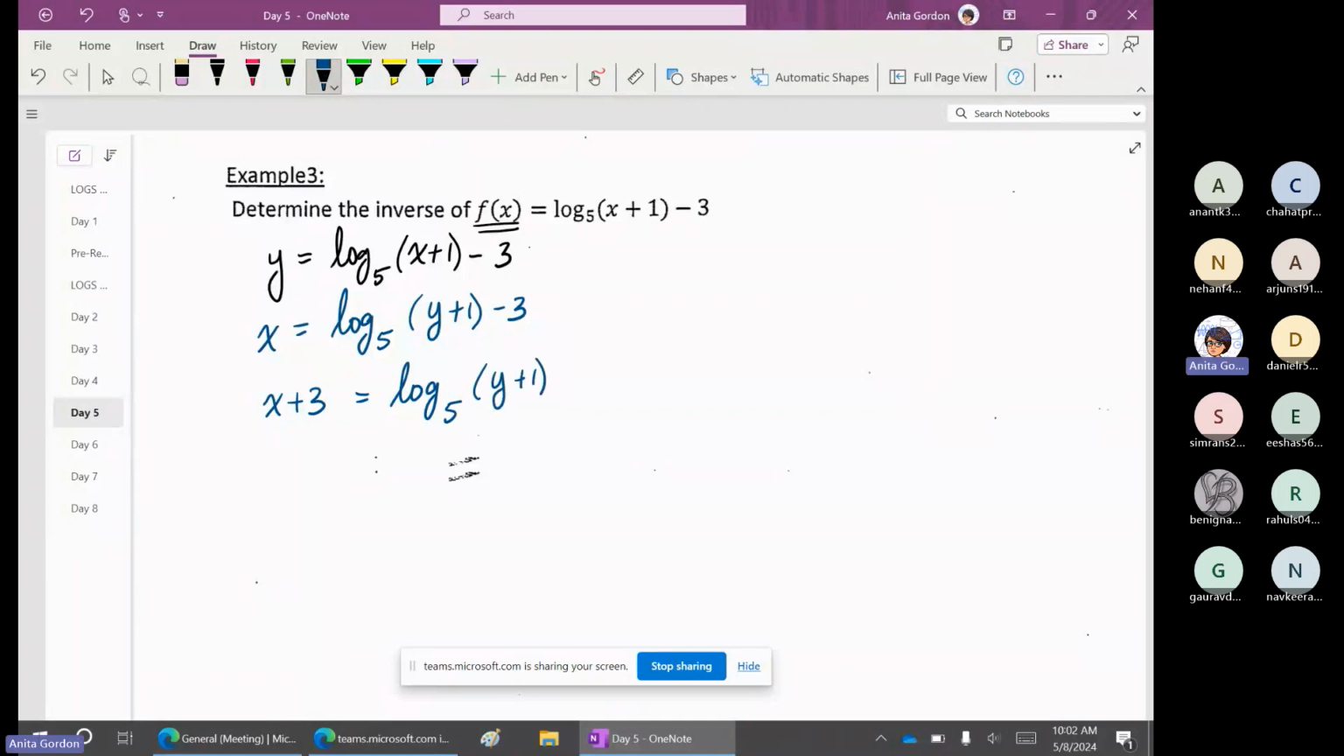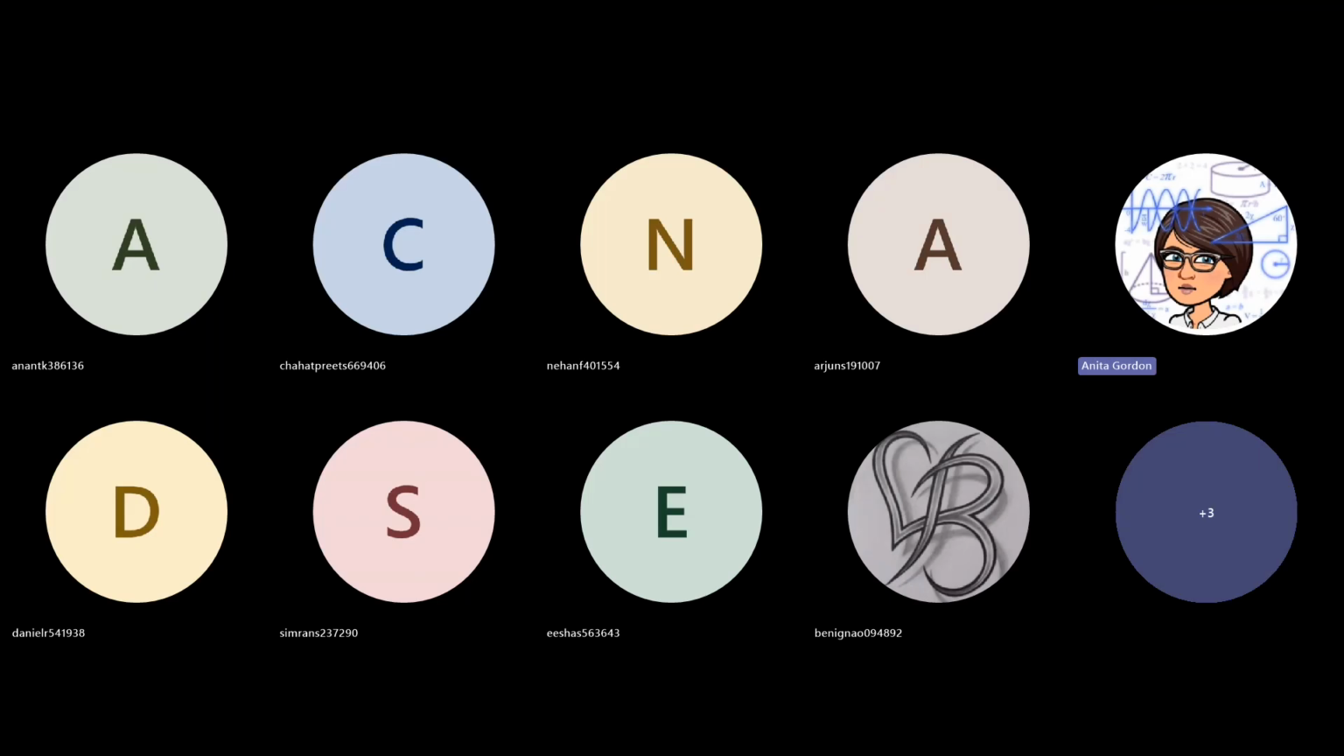To be able to get rid of the log, we need to rewrite this as an exponential. So again, the left side needs to go into brackets. The base of the log becomes the base of the exponent, or the exponential, and the inside of the log stays as is on the other side. Okay, sorry. Let's try that again.